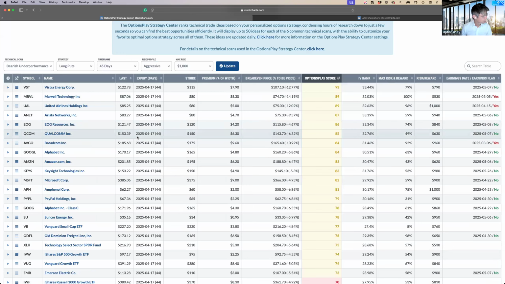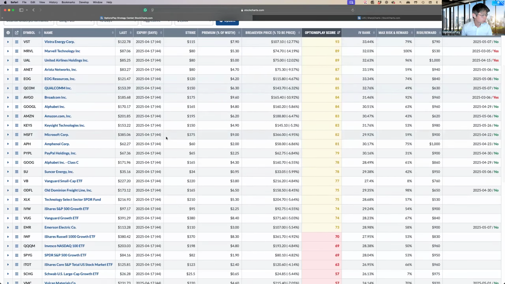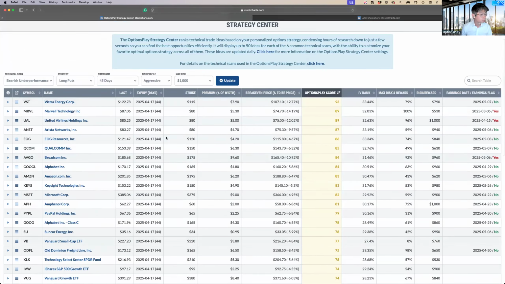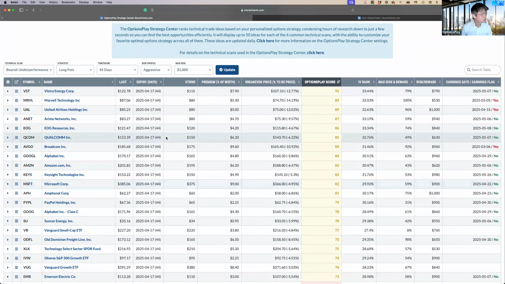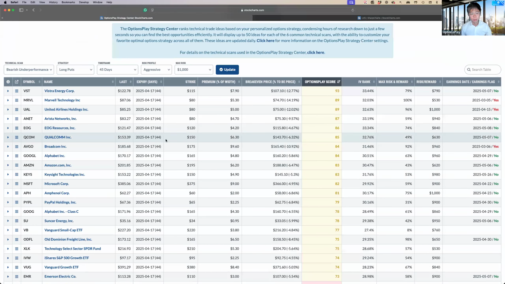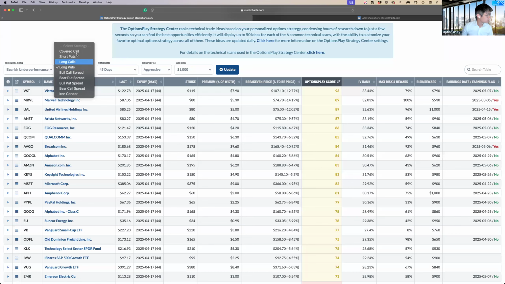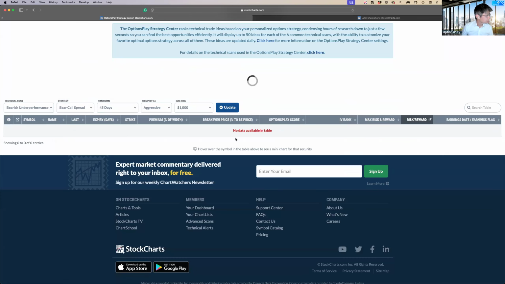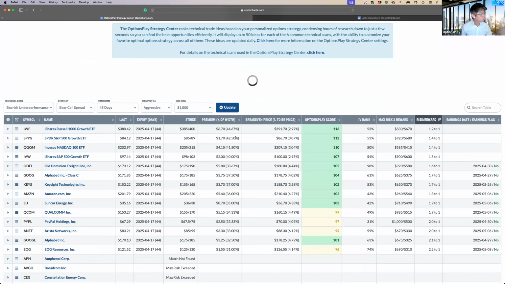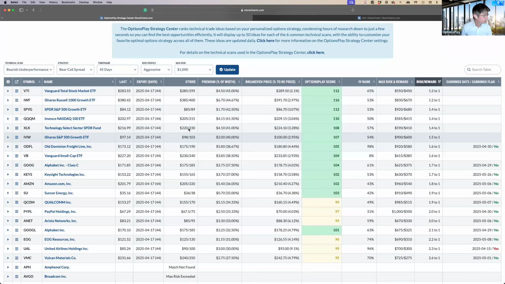So before, when we're looking at bearish underperformance, as you can see, there are a lot of stocks that are underperforming the markets right now, right? So this is a great scan for me to look at here at the moment, given the market conditions that we're in. So let's say I don't want to buy puts. Let's say I want to look at selling those bear call spreads, right? If I click on update, now I've basically re-ranked everything based on the bear call spread.